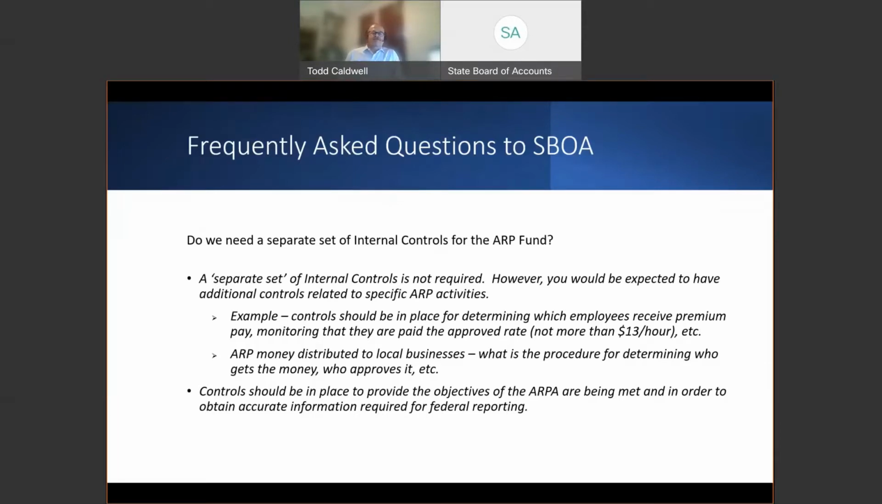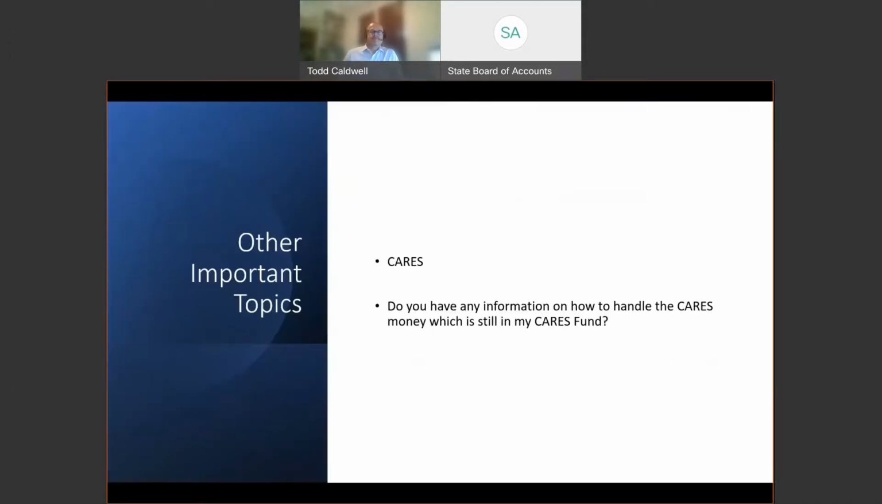So you should have controls in place to ensure the objectives of the ARPA are being met, and in order to obtain accurate information that's going to be required for that federal reporting that Susan talked about, describing not only what you spent the money on, but what your projects are, where you are in that project, if you're completed or halfway. You're going to need to know that information for those reports, so you need to have controls in place to ensure that you get accurate information in order to file those reports. That's kind of it on the ARPA questions.